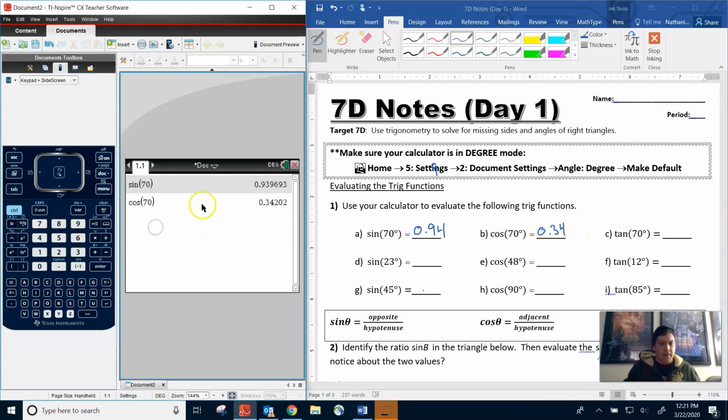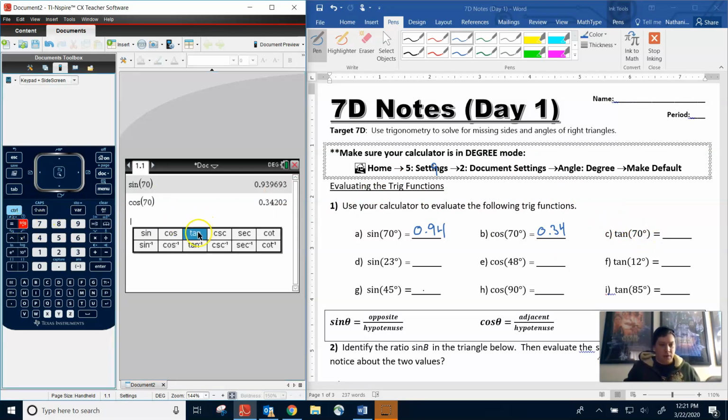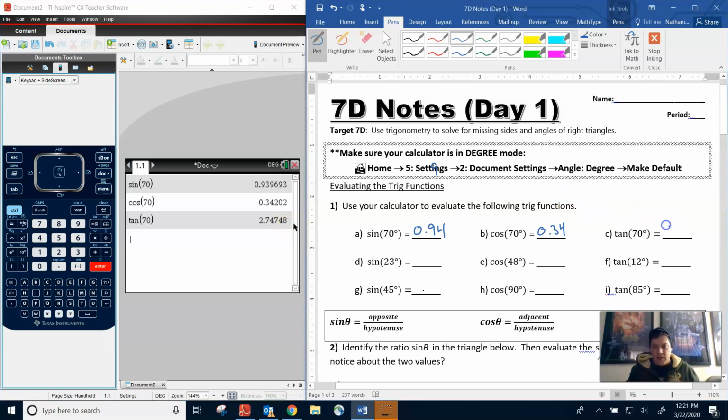All right, now let's try tan of 70 degrees. So we're going to go to the trig button, go to tan, and then plug in 70. Notice I don't even have to close it up, but I will just to be clear. There we go, 2.7. There's a 4 and another 7. That 7 rounds up, so the 4 becomes a 5. And there you go. That's how you can plug in your trig values.